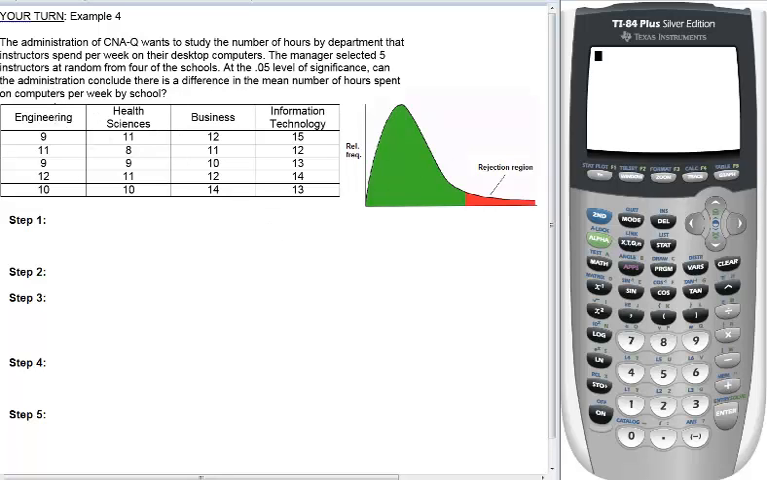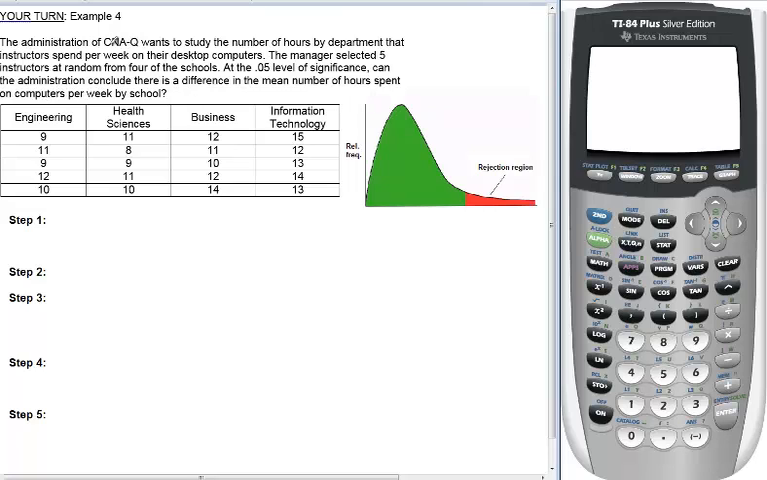Good day, students. Today we're going to look at the solution to your turn example 4, which is part of your D2L notes on ANOVA. That's analysis of variance, ANOVA, and this is a one-way ANOVA example. All right, let's get to it.